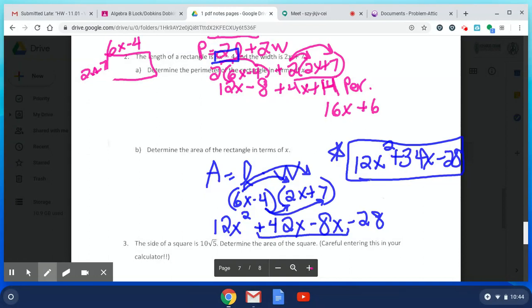So again, that's the area. So we put each binomial in as the length and the width, and we double distribute it.